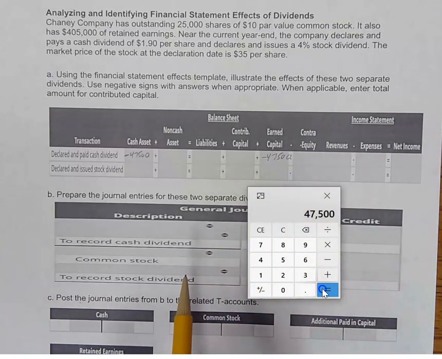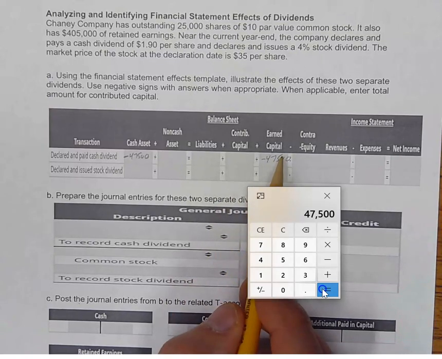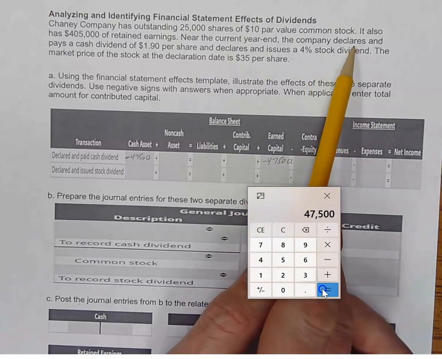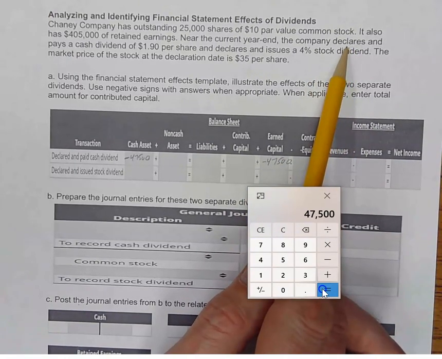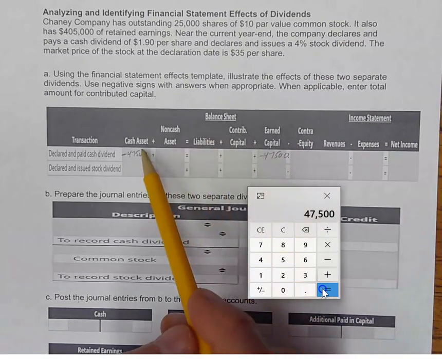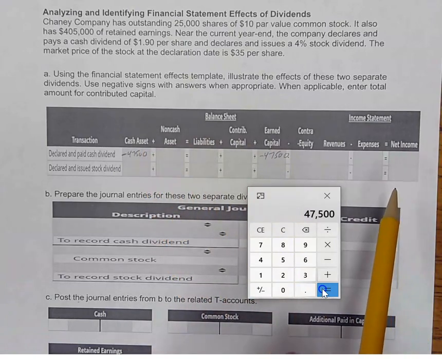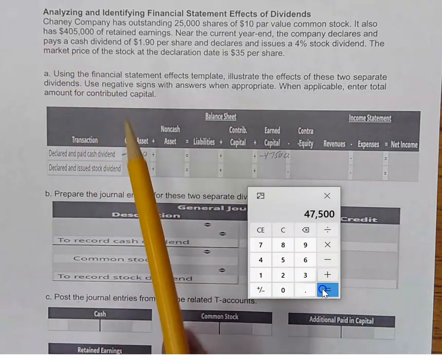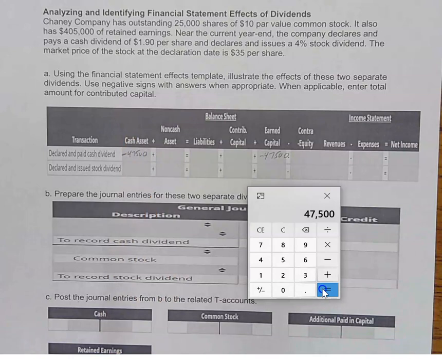I want to say one thing. Our earned capital went down by $47,500 as soon as the dividend was declared. The cash asset did not go down by $47,500 until the dividend was actually paid. It's a minor point, but worth noting, because sometimes the declaration date and the cash payment date straddle two separate years, and that's interesting.